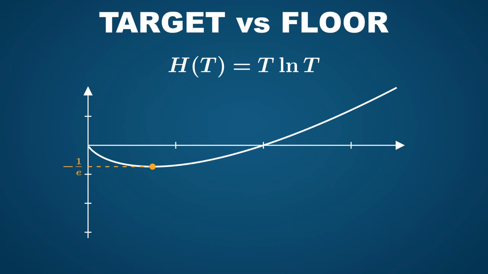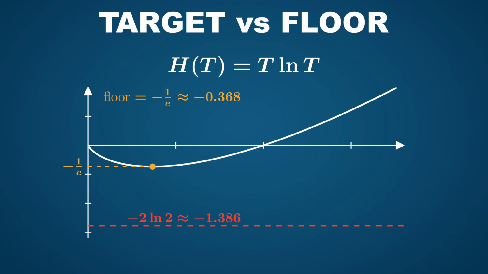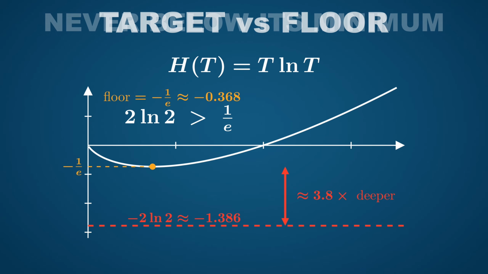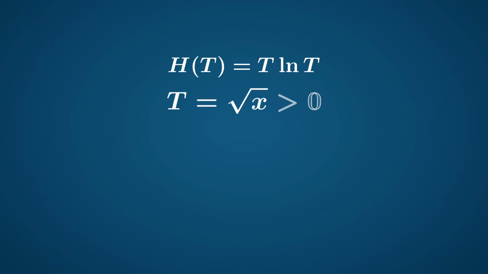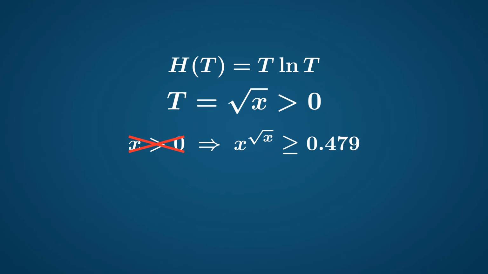Now we place our target next to that floor and compare. The target is minus 2 log 2, about minus 1.386. The floor is minus 1 over e, about minus 0.368. In exact terms, 2 log 2 is much bigger than 1 over e. The target sits far below the floor, almost 4 times as deep. A function can never output a value below its own minimum, so there is no positive t with t log t equal to minus 2 log 2. Every allowed value of the square root of x was such a positive t, so no positive value of x can satisfy the original equation.